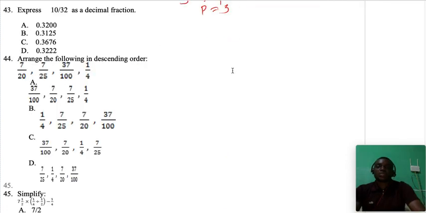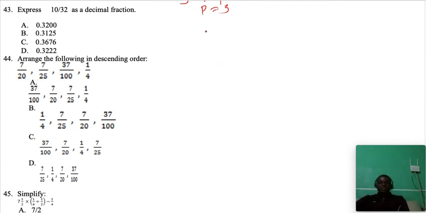Okay, so we are on question 43. We are to express 10 over 32 as a decimal. So 10 over 32. Let's reduce it: 2 goes into 10 to be 5, 2 goes into 32 to be 16. So let's do long division.